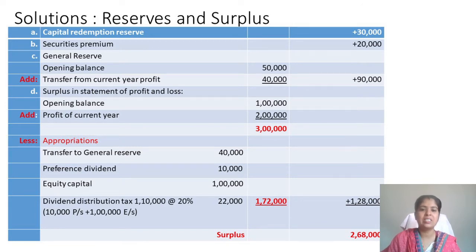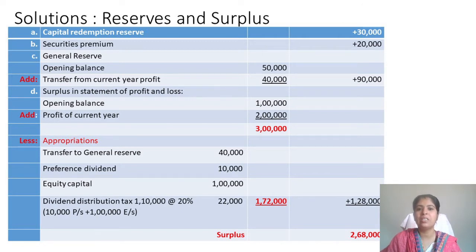Equity share capital is a total of 5 lakh. On 5 lakh, 20% is 1 lakh. 10,000 plus 1 lakh is 1 lakh 10,000. On 1 lakh 10,000, dividend distribution tax is 20%, so 22,000. When we add all the appropriation values, that is transfer to general reserve 40,000, preference dividend 10,000, equity dividend 1 lakh and dividend distribution tax 22,000, the total amounts to rupees 1,72,000.